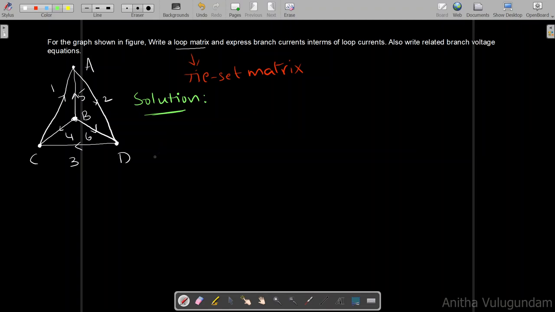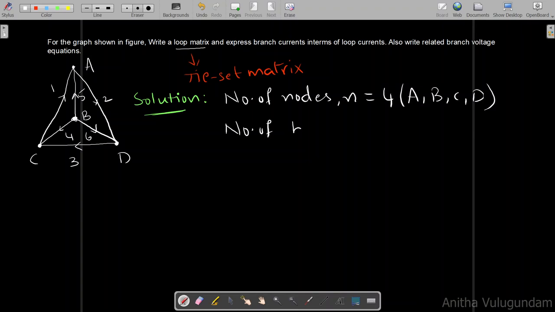To write tie-set matrix, first let us write number of nodes, number of branches, number of twigs and number of links given in the network graph. Number of nodes, n equal to, let us count the nodes, A, B, C and D are the nodes. So number of nodes equal to 4. Next, number of branches B equal to, we have branches 1, 2, 3, 4, 5, 6. So total number of branches 6.